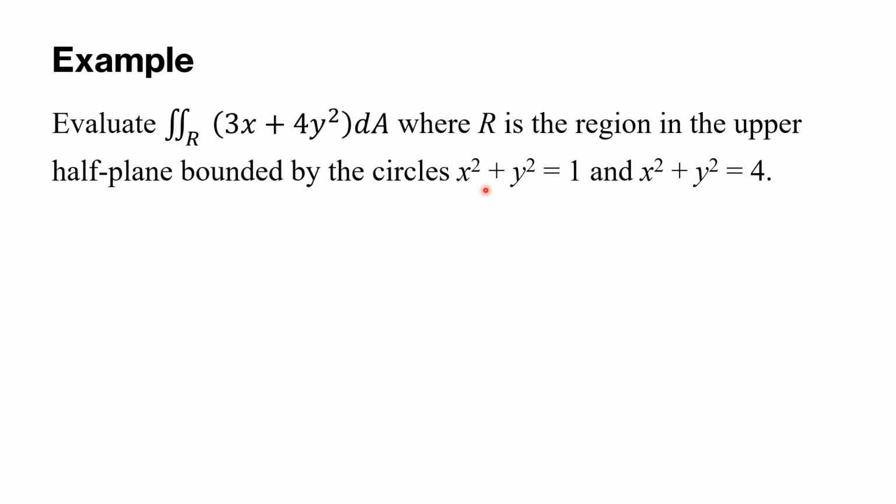So let's have an example. Evaluate the double integral over R of the quantity 3x plus 4y squared dA, where R is the region in the upper half plane bounded by the circles x squared plus y squared equals 1 and x squared plus y squared equals 4. We are asked to evaluate the double integral of 3x plus 4y squared dA.